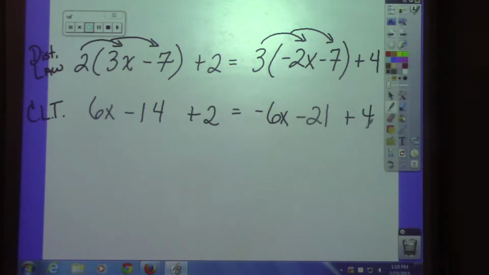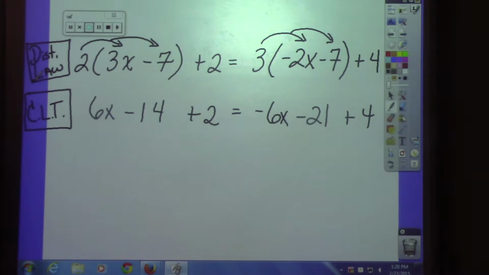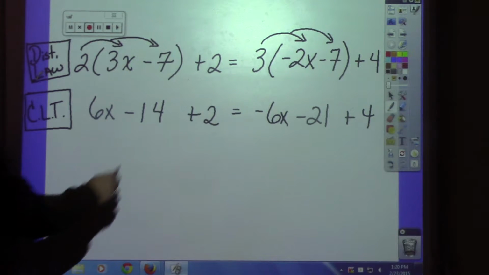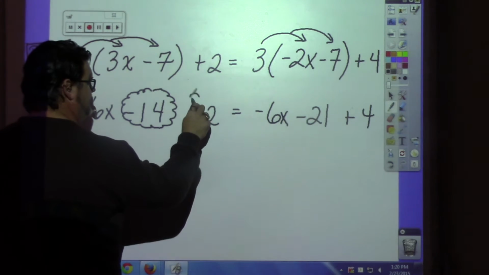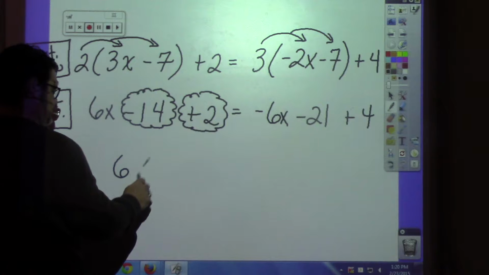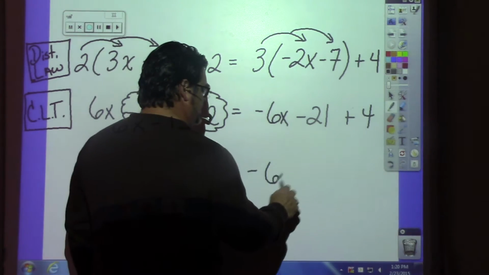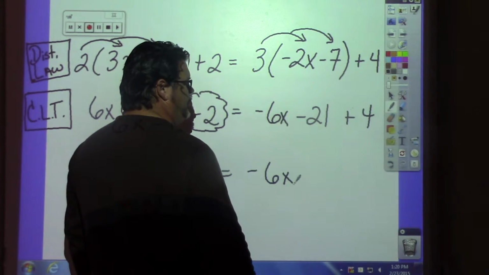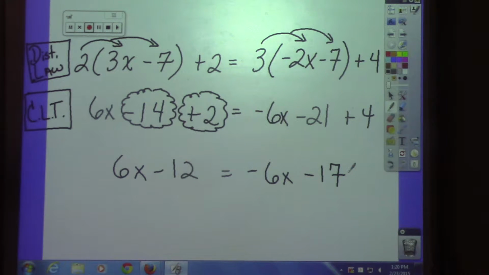Okay, now at this point, we're going to combine like terms because that's what you do after you do the distributive law. So negative 14 plus 2. You owe $14, you have 2. What's the outcome? You still owe 12. Negative 6x. You owe $21, you have 4, you owe 17. And now you have the same type problem we just did in the previous screen.